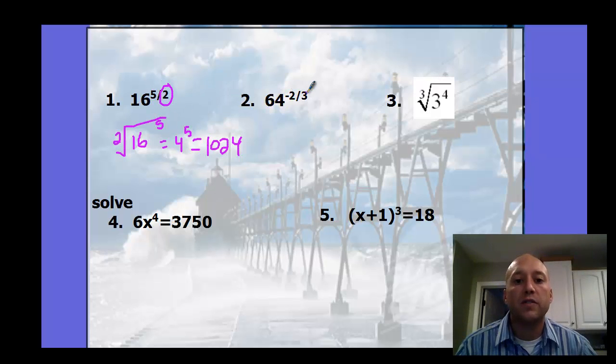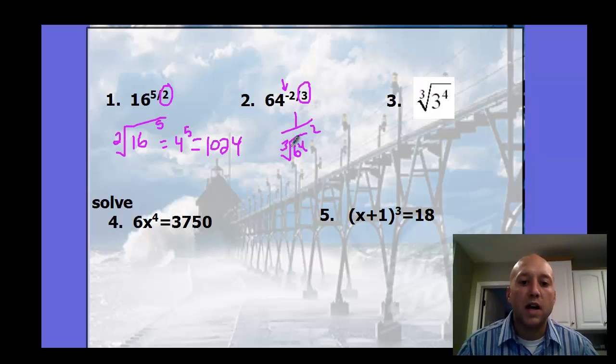So 64 to the negative 2/3 power. The 3 is the root, but we have the negative exponent to deal with as well. So we're going to make it 1 over the cube root of 64 squared. So now what is the cube root of 64? That is 4, and then 4 squared is 16. So this is 1/16.